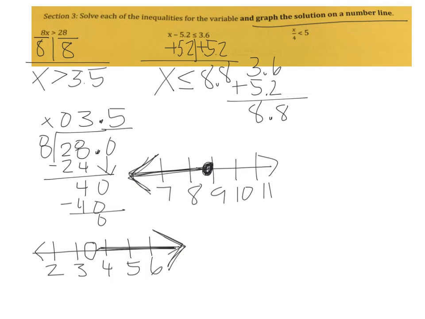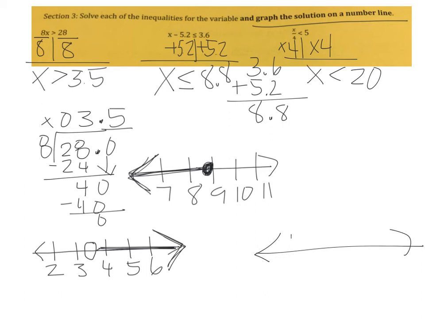All right, and our last one. We're going to draw our balance, and I want to isolate the variable. I notice there's division, so I'm going to do the inverse, so times 4, times 4. So x is less than 20. All right, so we're going to put that on a number line. So I'm going to write 18, 19, 20, 21, 22.